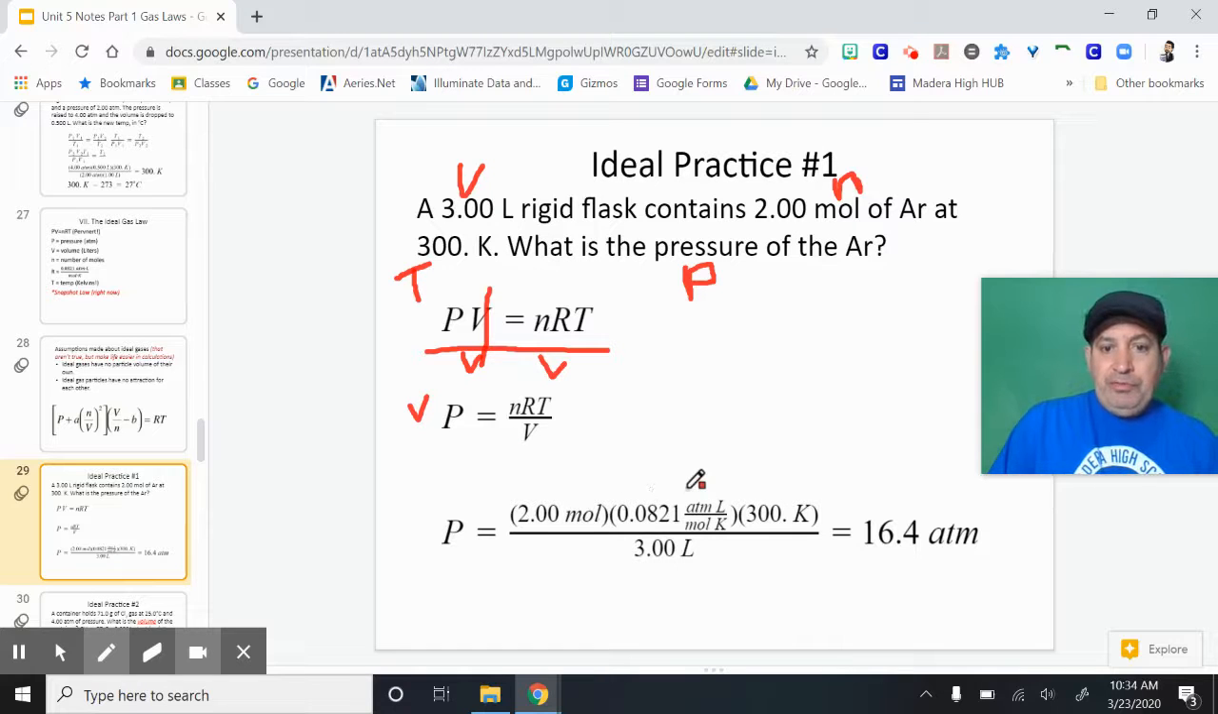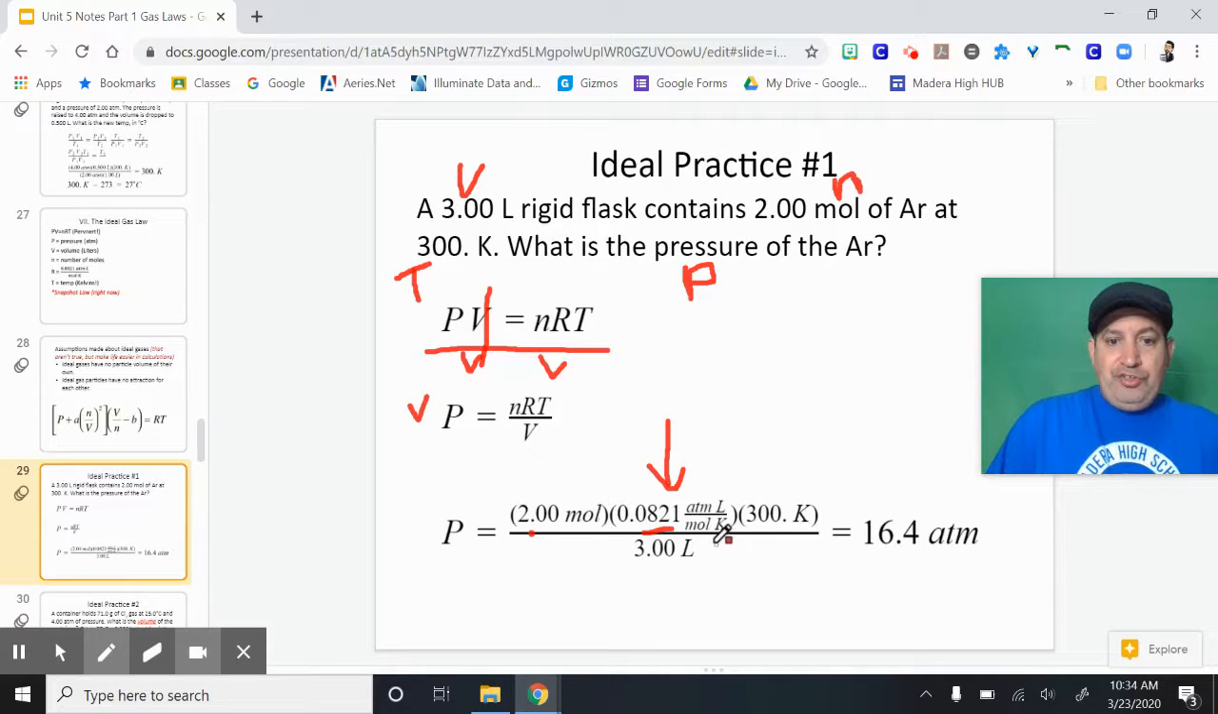So then all I have to do is go and plug everything in. Now the R is given to you on any assessment. When we do this in regular conditions for school, it's always given to the students. It'll be given to you if we do any online assessments or anything like that. So we have 2 moles times the 0.0821. Notice it's atmospheres times liters over moles times kelvins.